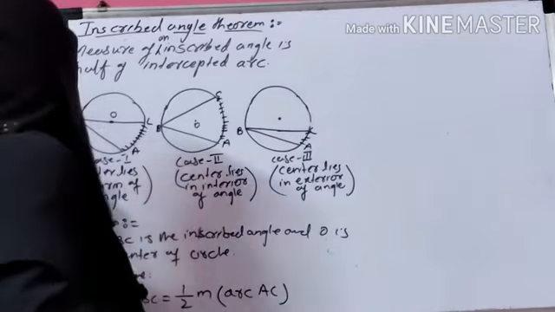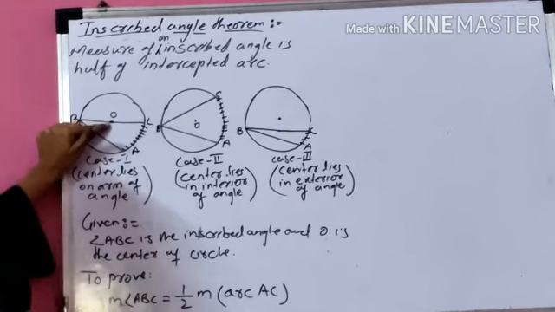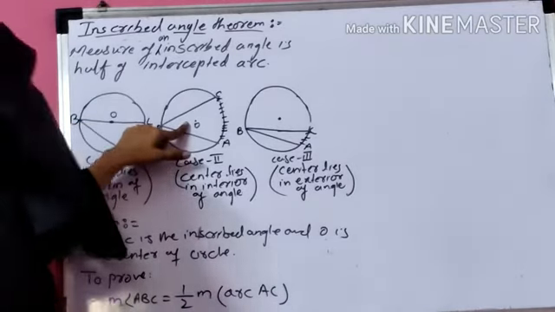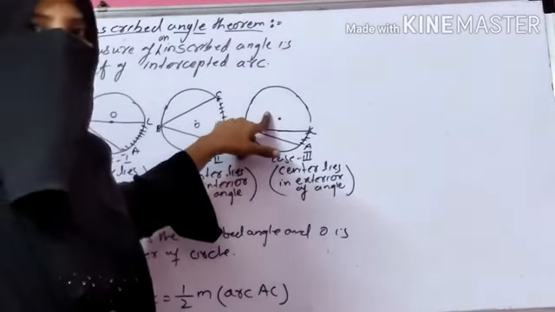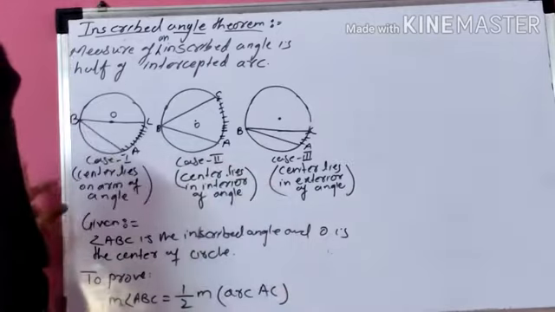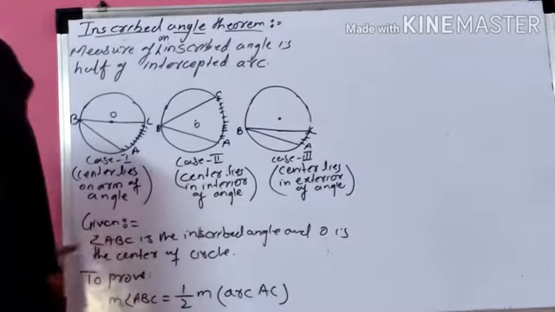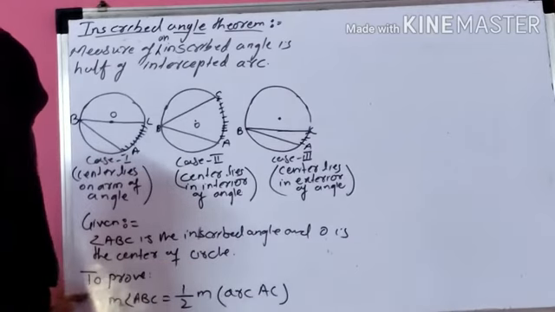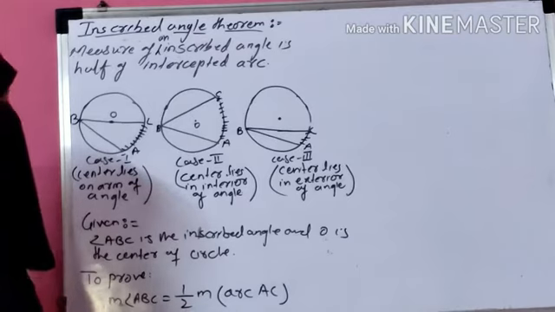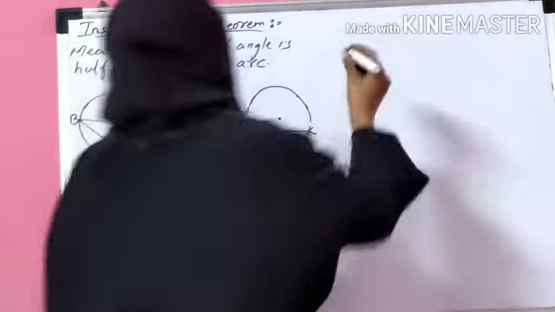So there are three possibilities of an inscribed angle in a circle. Number 1, the center of the circle lies on the arm of the angle. Number 2, the center lies in the interior of the angle. Number 3, the center lies in the exterior of the angle. I have drawn all three possible cases. Given: angle ABC is the inscribed angle and O is the center of the circle. You have to prove that the measure of angle ABC is half of the measure of the intercepted arc AC. Okay, let's start your proof.